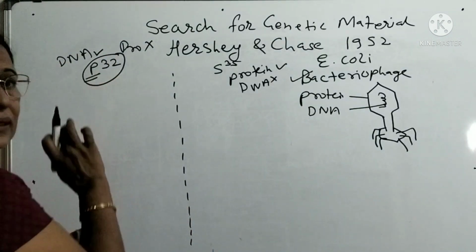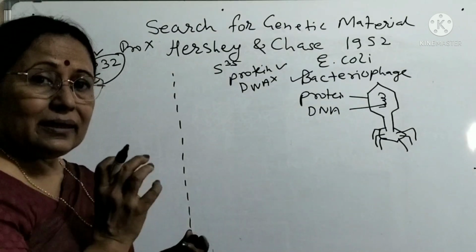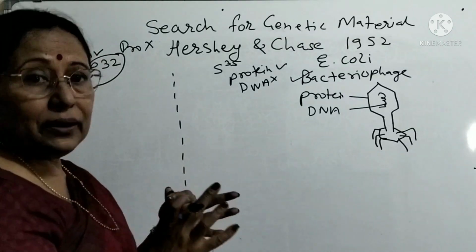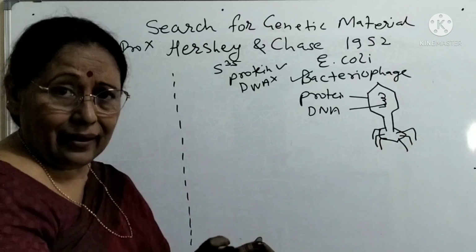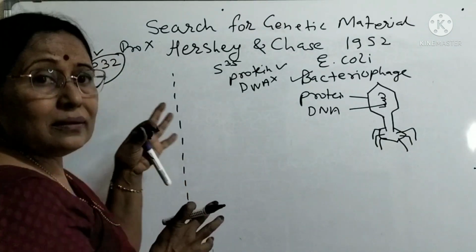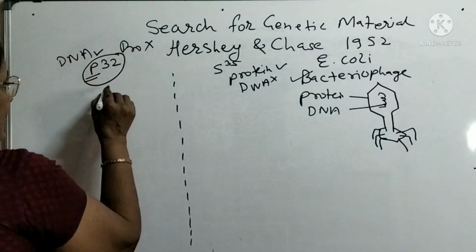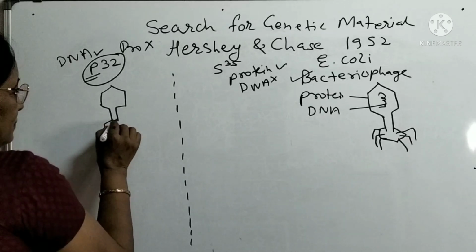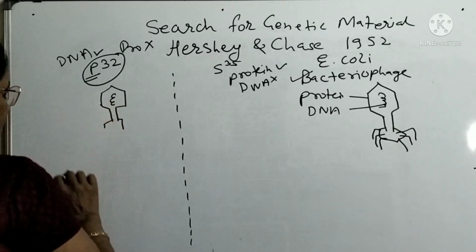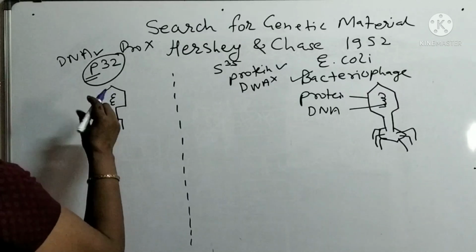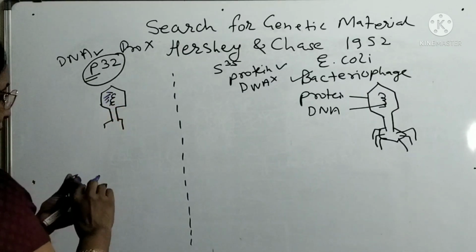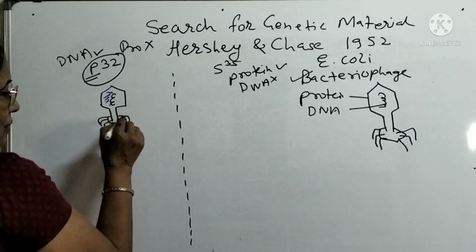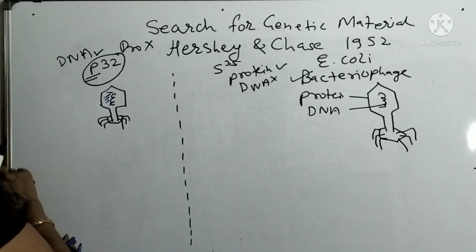Now, when P32 is used, naturally the DNA will be incorporated with radioactivity and the protein will not, because protein does not have phosphorus, so it will not take up P32. So if this is the bacteriophage and this is its DNA, the DNA will become radioactive, but the protein will remain non-radioactive. This is one bacteriophage.